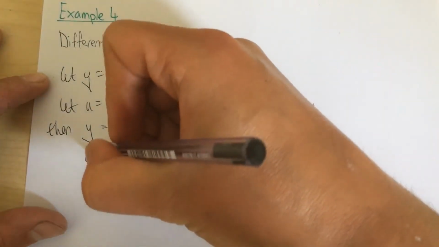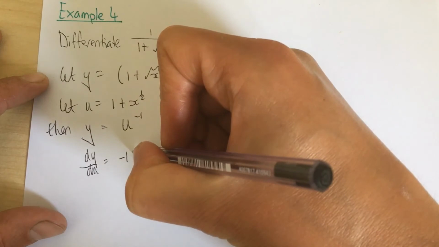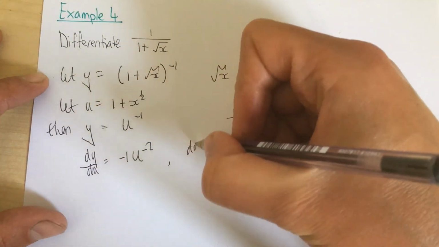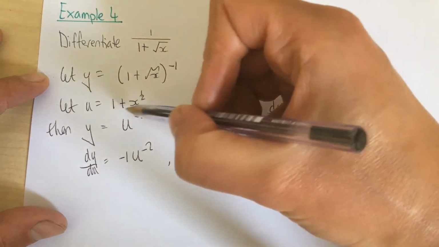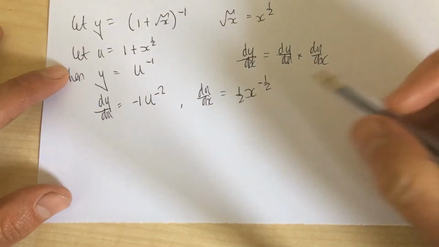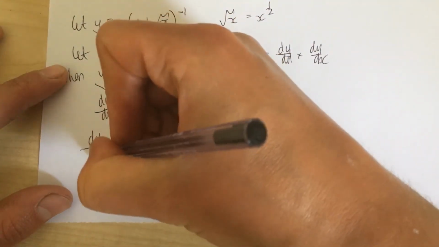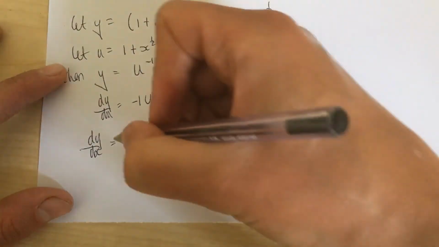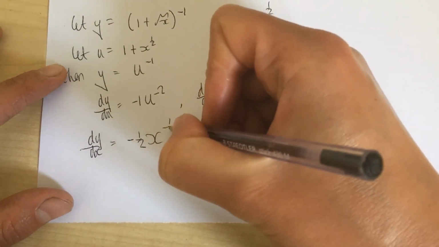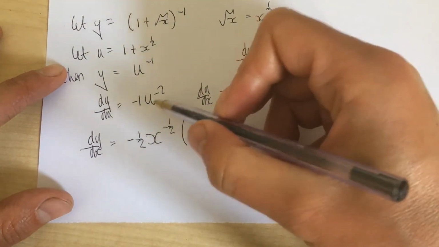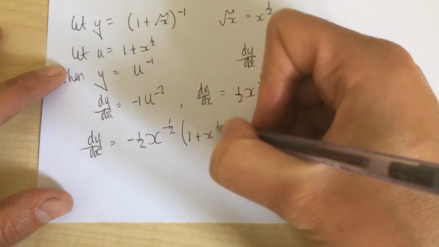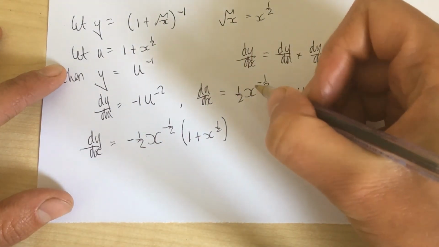dy/du is equal to minus 1 lots of u to the minus 2. And du/dx is equal to the derivative of this bit here, so that's going to give us a half x to the minus a half. And now I've got these two terms, I can work out the value of dy/dx, or express it. So I get minus 1 times a half, so I'll get minus a half lot of x to the minus a half multiplied by u to the minus 2. But remember, u equals 1 plus x to the half. So in here I've got (1 + x^(1/2)) all to the power of minus 2.